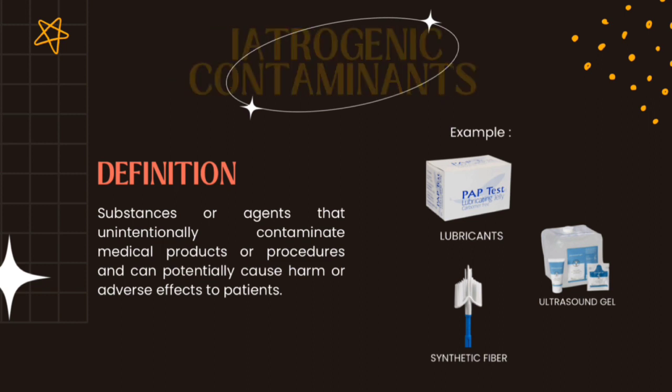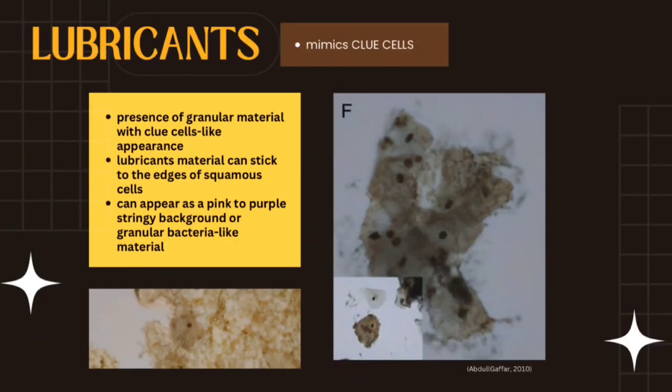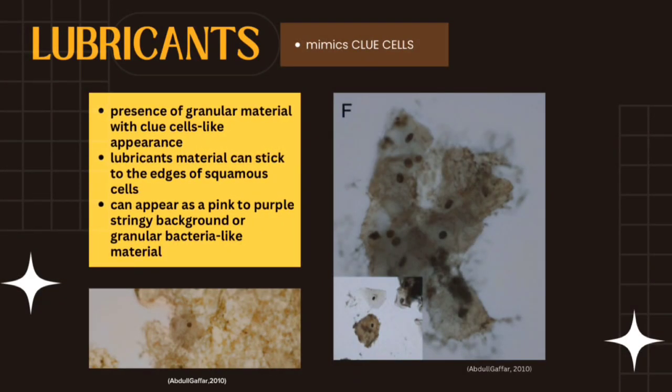This contamination may manifest as the presence of amorphous granular deposits. One example of a commonly used lubricant is Aquagel, which can present as a pale, lacy, and homogeneous material. Lubricants can sometimes mimic clue cells. Aquagel material can stick to the edges of squamous cells and can also appear as a pink to purple stringy background or granular bacteria-like material.